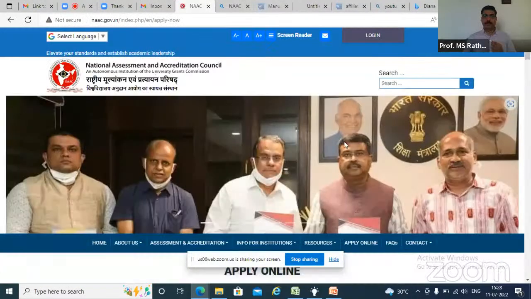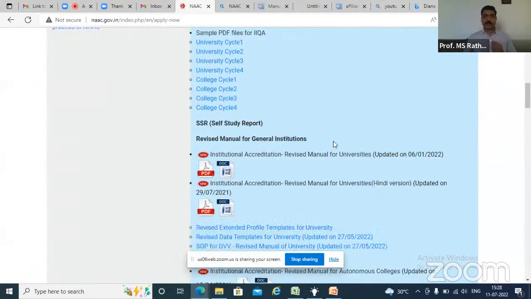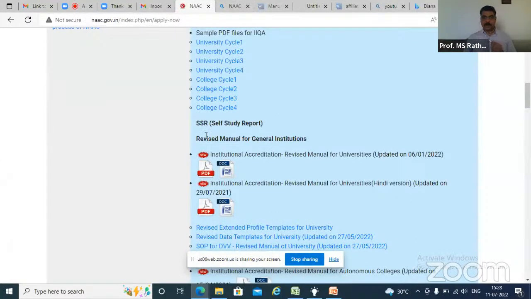You just click on this Apply Online button, and here you can see the various types of manuals that are available. The first formats are given here. Scroll down: Self-Study Report, SSR. This is the important part. That is the revised manual for the general institutions.